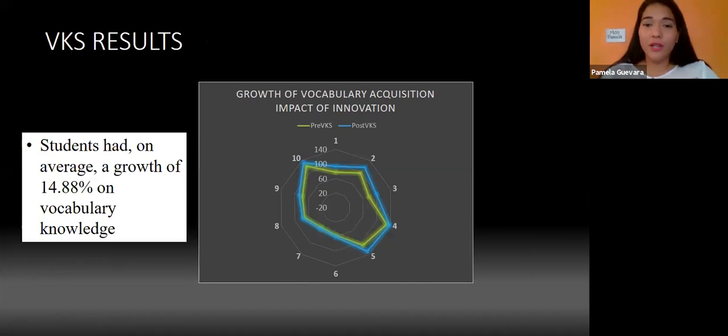The positive result in vocabulary acquisition was that they increased vocabulary knowledge. There was a growth of 40.88%.